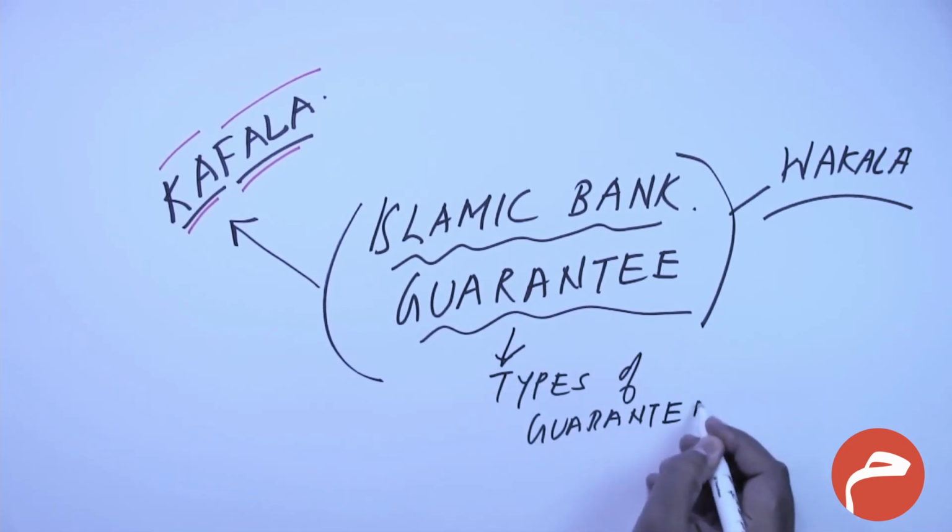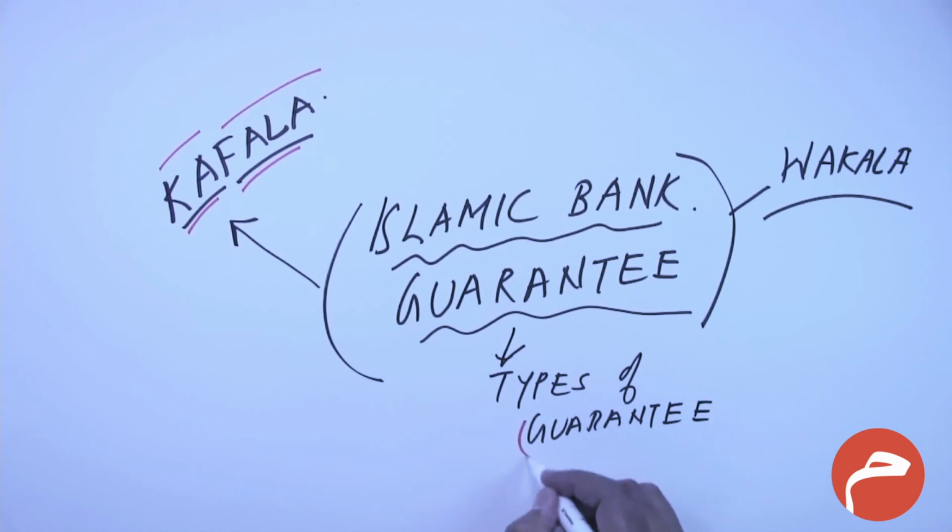And then we have also discussed different types of guarantees just now. But in effect, we understood that a guarantee, or an Islamic bank guarantee, is nothing but an Islamic way of guaranteeing an obligation payment of a customer in case the customer fails to make the payment.